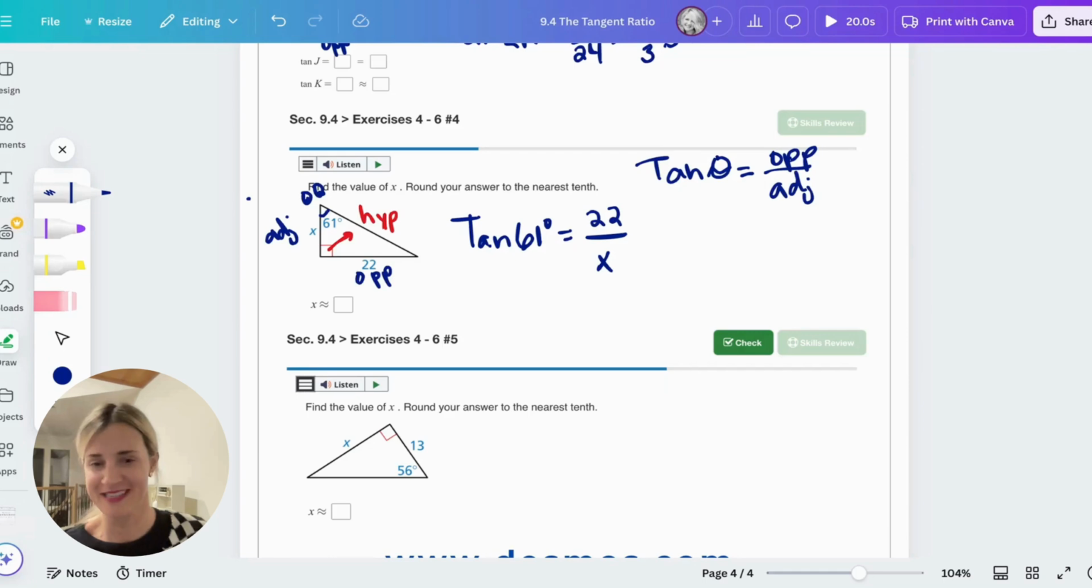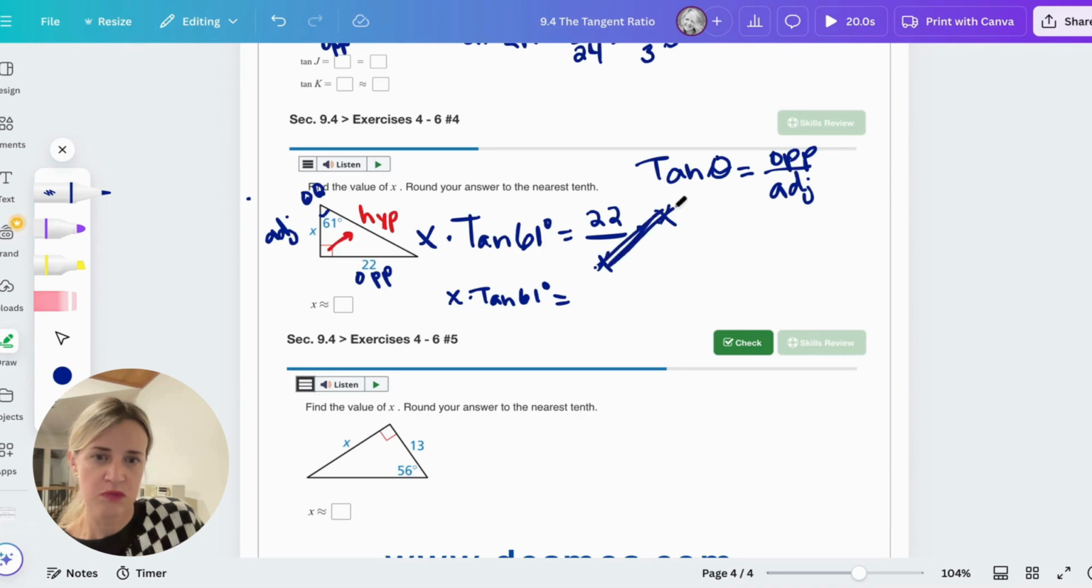So how do we solve this? A couple ways to think about this. You could think about it as tangent 61 over 1, cross multiply, solve. It's the same thing as doing, we're going to want to get rid of that x down here. That x is what's kind of throwing us off. So we're going to multiply both sides by that x. And what you do to one side, you must do to the other. Then we have x times the tangent of 61 degrees equals, when you multiply these, they cancel because x over x is just 1, 22.